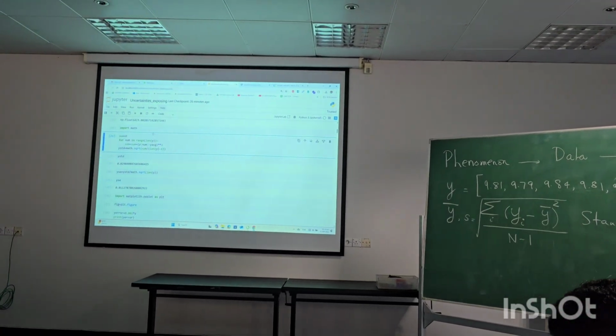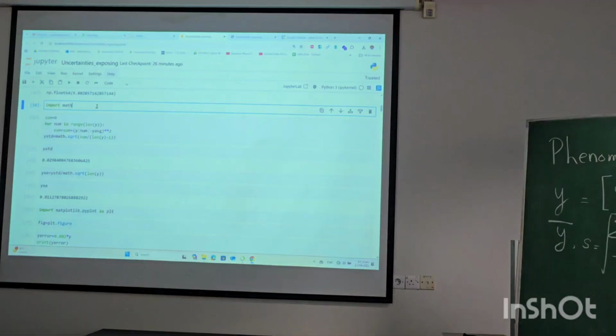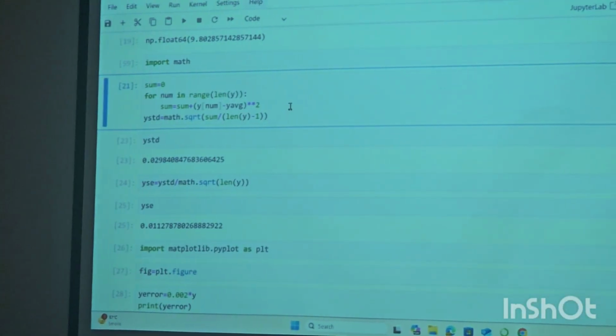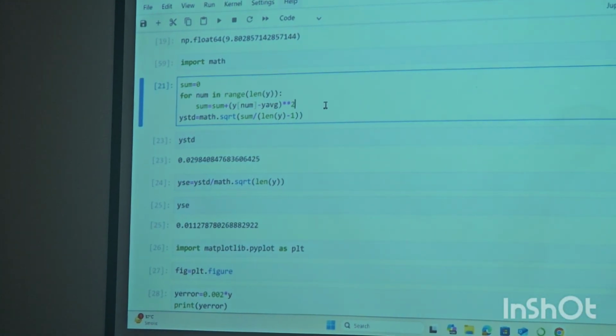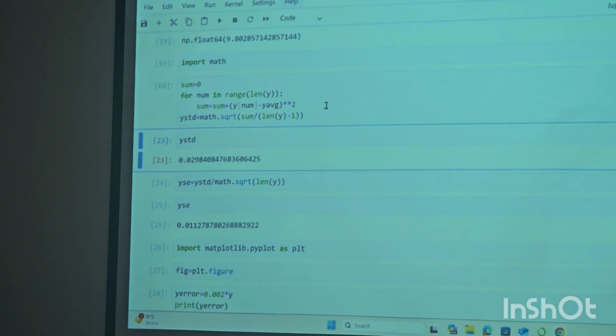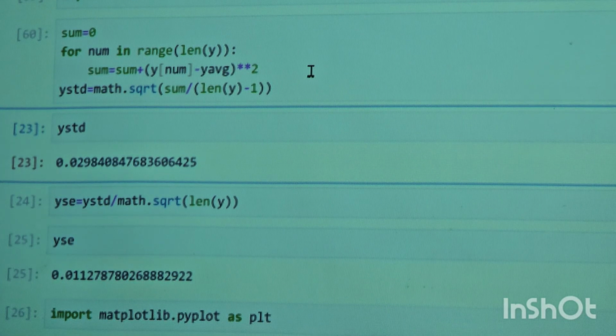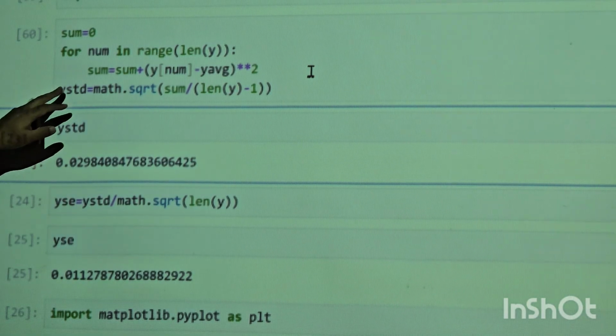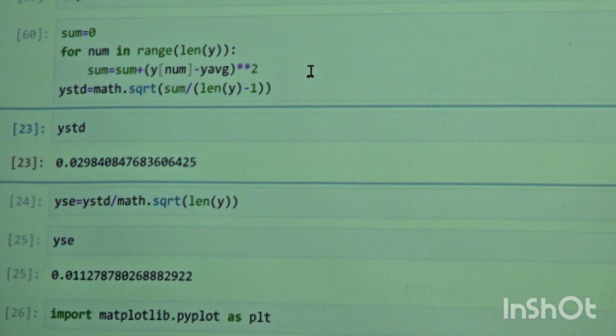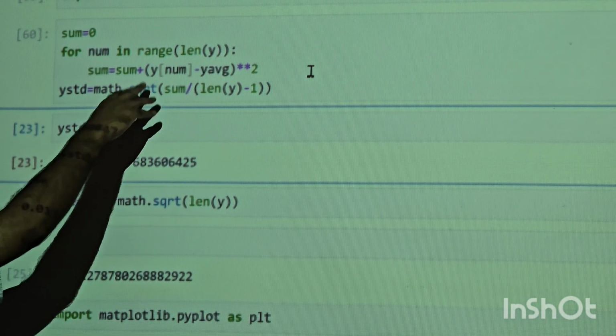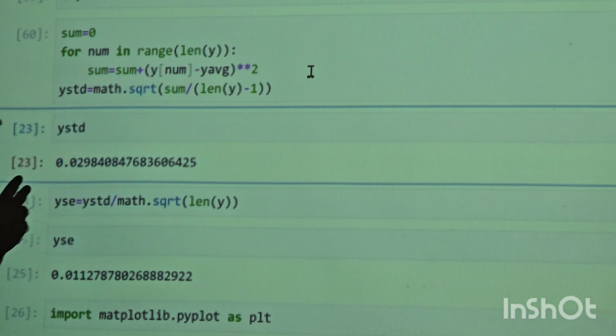So I import another library, the math library, because I need to find out square roots. And then I write this piece of code. Once again, I initialize a variable, which is the cumulative sum, to 0. I put in a dummy variable, and this number goes from 0 to the entire length of this array.